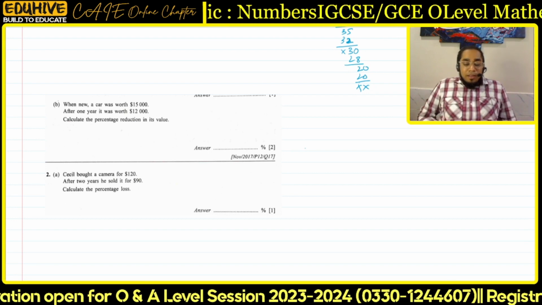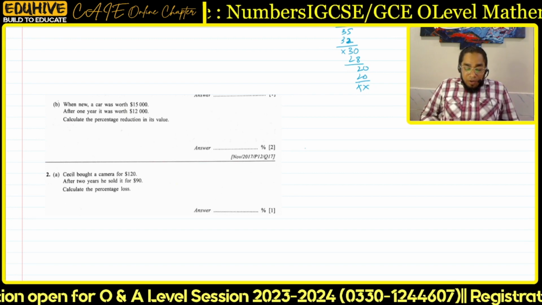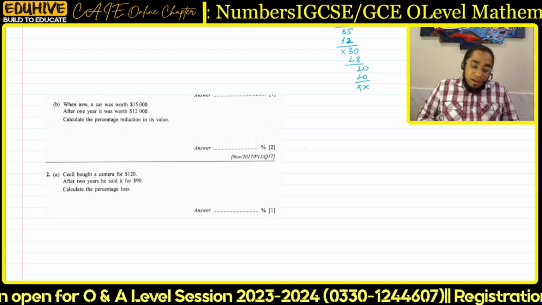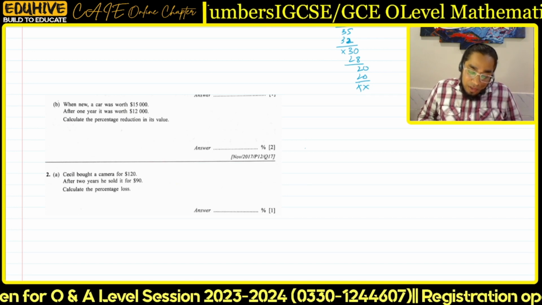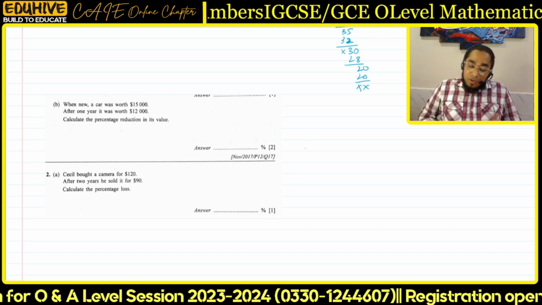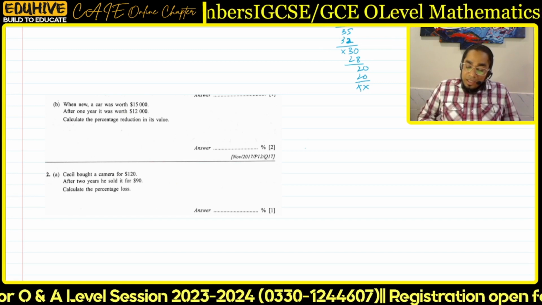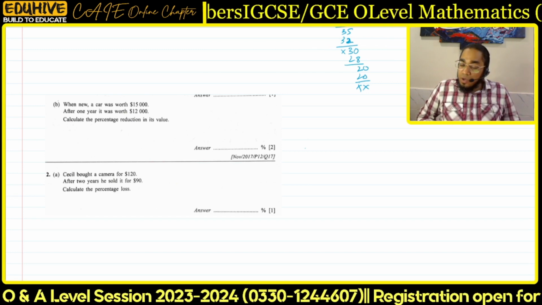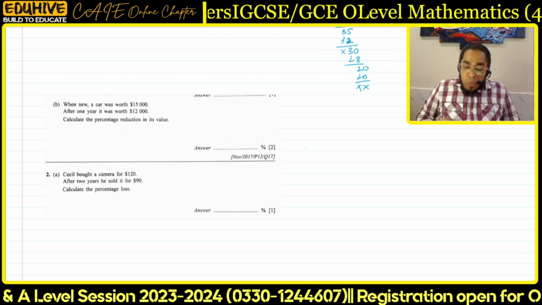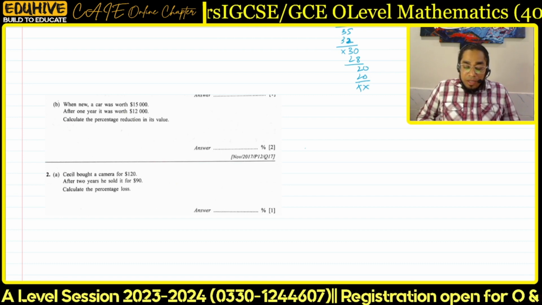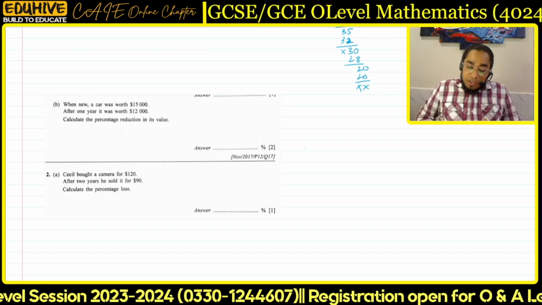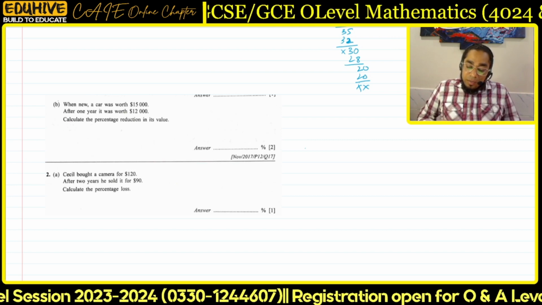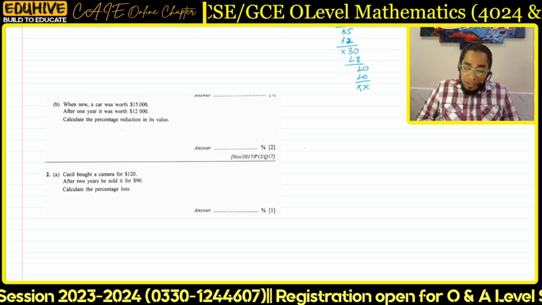हाँ भाई. So here what we have: when a new car was worth 15,000, after 1 year it was worth 12,000. Calculate the percentage reduction in its value. कितना परसेंटेज रिड्यूस हो गया होगा उसकी वैल्यू के अंदर, पहले क्वेश्चन में ये बताना है. सेकंड क्वेश्चन में पूछ रहा है Cecil bought a camera for $120. After 2 years he sold it for $90. Calculate the percentage loss. अब आपको ये बताना है कि परसेंटेज लॉस कितना हुआ है.